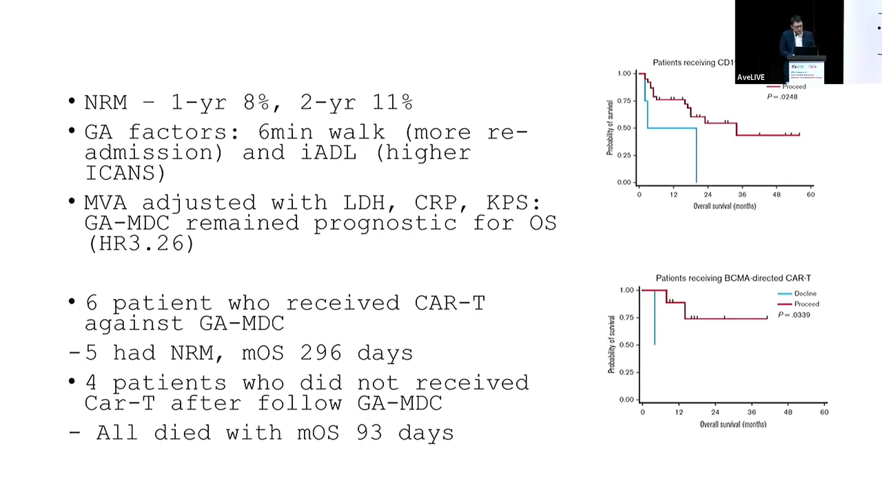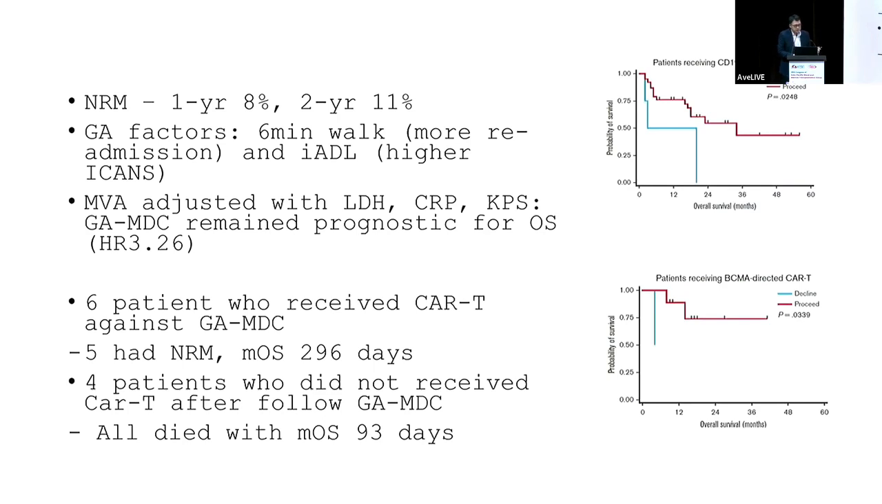Based on this study, they identified that 6-minute walk deficit predicts readmission, and instrumental ADL deficit predicts higher ICANS. After adjusting in a multivariate analysis for all the disease factors, such as LDH and CRP, they managed to predict overall survival by their geriatric assessment. This is a very interesting finding.